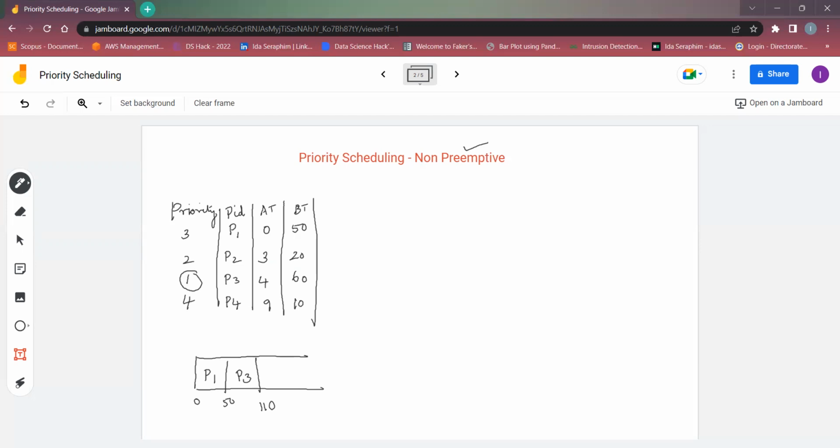It will be P2, because P2 has the priority value 2. So P2 will come and execute for 20 milliseconds. So 110 plus 20 is 130 milliseconds. And the last process to come in is P4. P4 will execute for 10 milliseconds, so 130 plus 10 is 140 milliseconds.